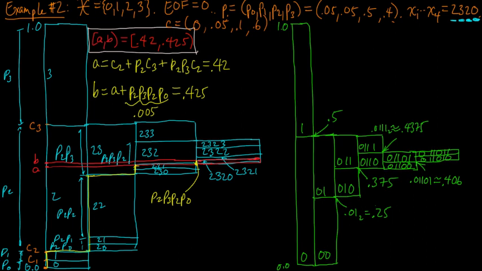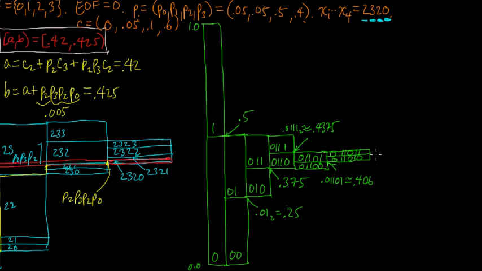01101. And now, let's make a little room. What is 011011? It is roughly 0.42, well, exactly 0.4219. And 0.4219 is in our interval. It is in 0.42 to 0.425. So we have a number in there.